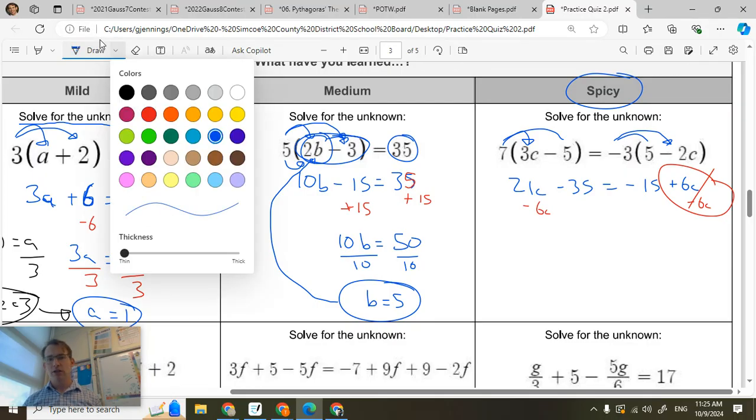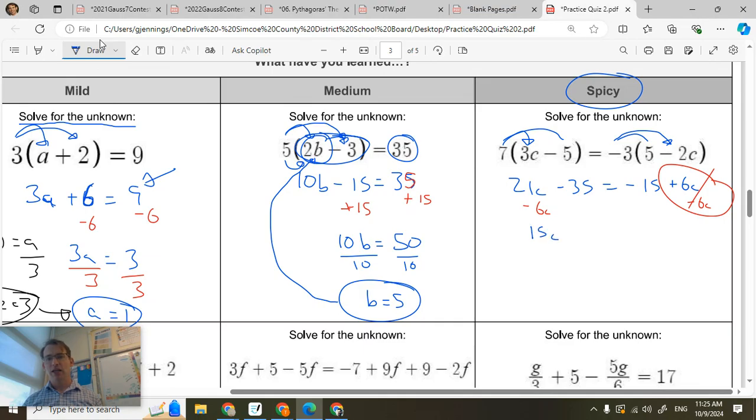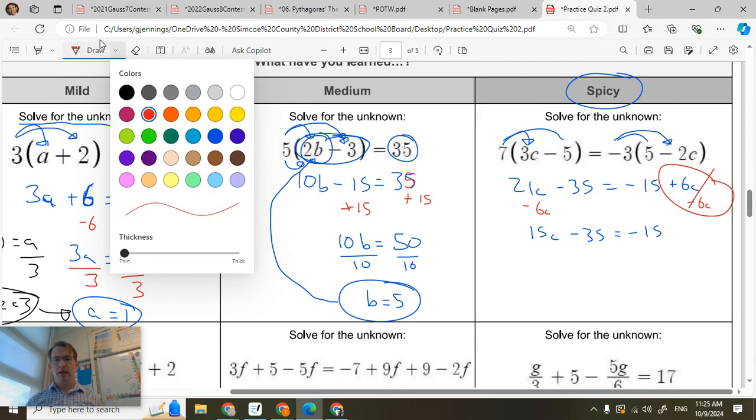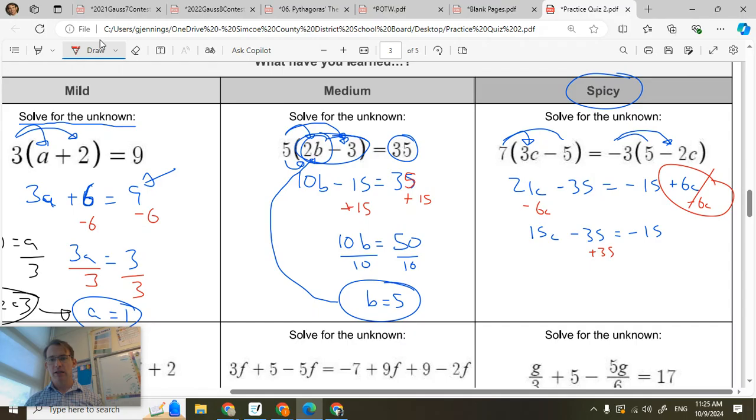So now our next line looks like 15c minus 35 equals minus 15. Cool. Add 35 to both sides.